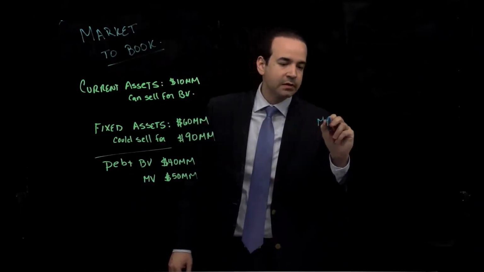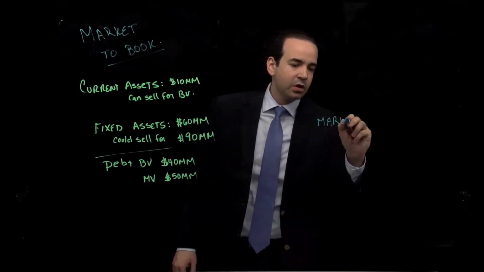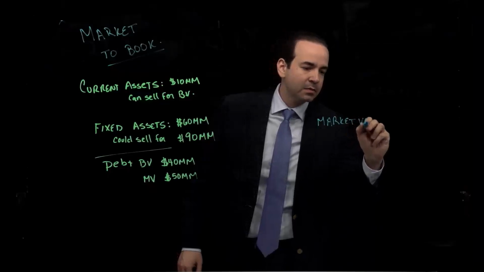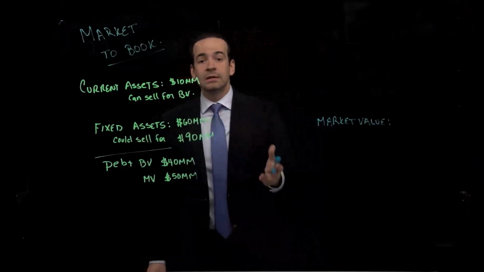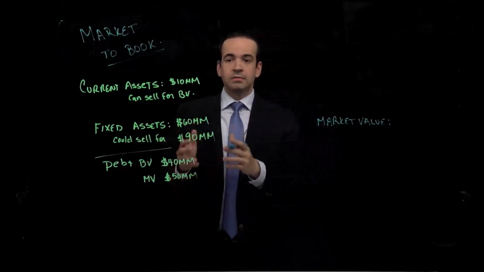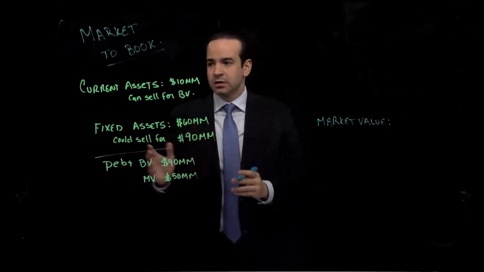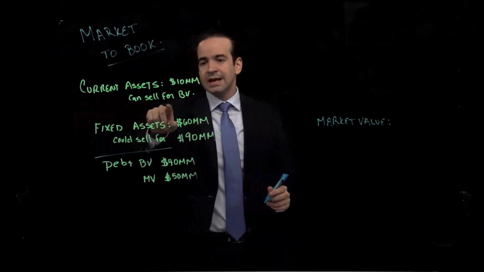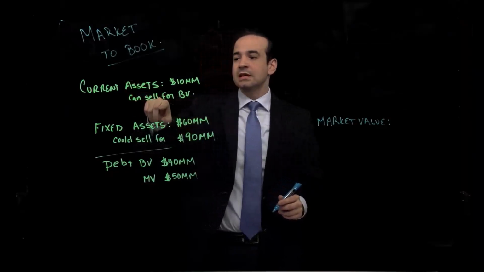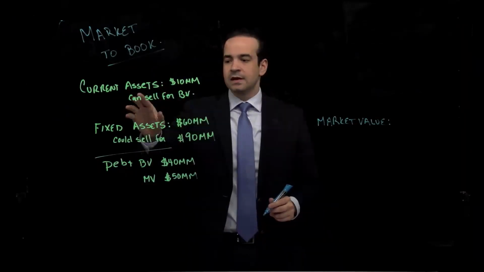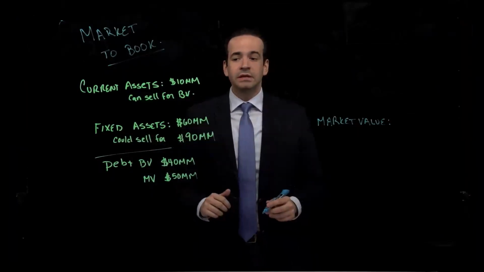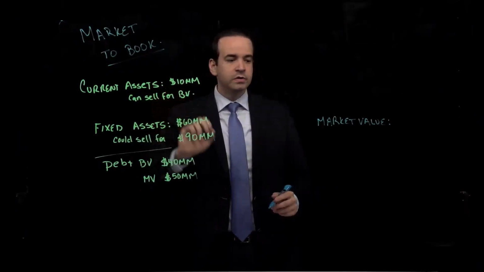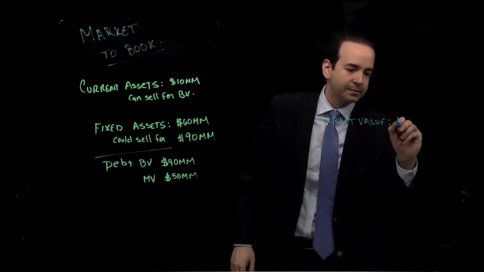So what is the market value of the firm? When we are calculating the market value of the firm, we just simply state everything in market value and we forget about the book value. So everything is relevant in market value. So we have current assets which are the same in this case, book value and market value. And we have fixed assets that actually can sell for 90 million. So we have 100 million market value.